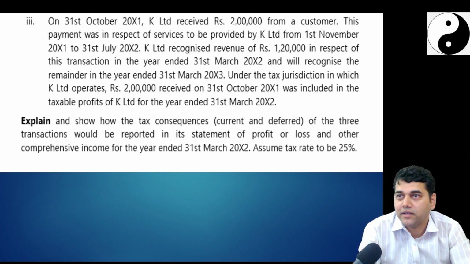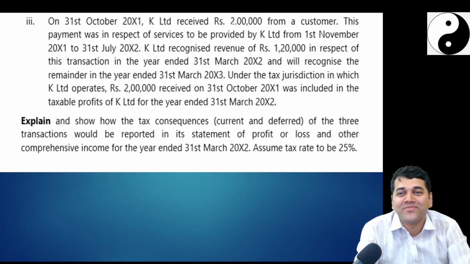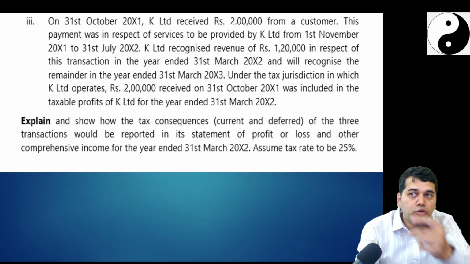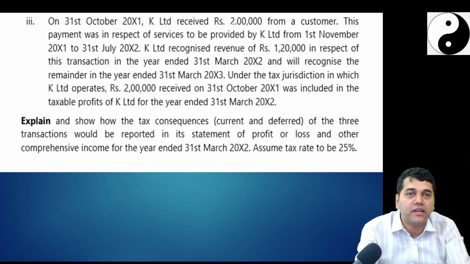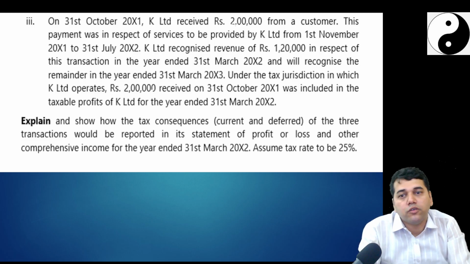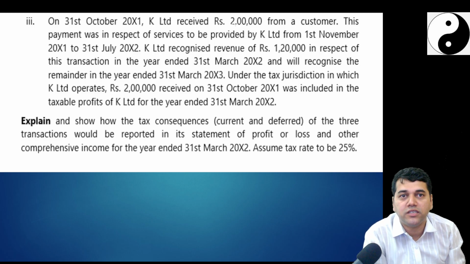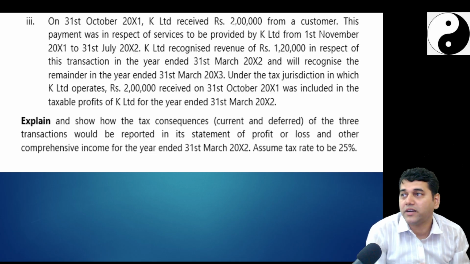Big word, customer advance. Now X recognized revenue of 1,20,000 up to 31st March. So you debited contract liability, credited revenue, and will recognize the remaining in the next year. So at the end of the year, is there anything in your balance sheet? Yes. How much? 80,000 contract liability sitting.